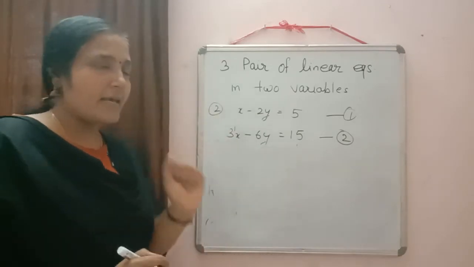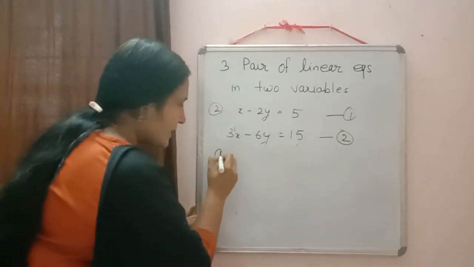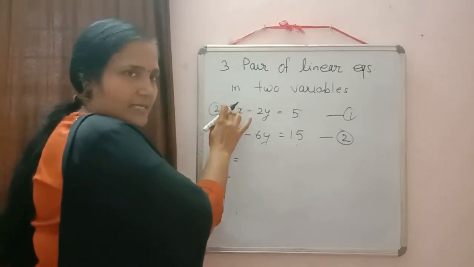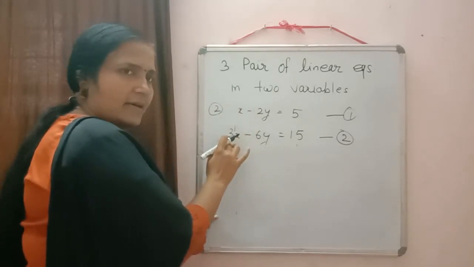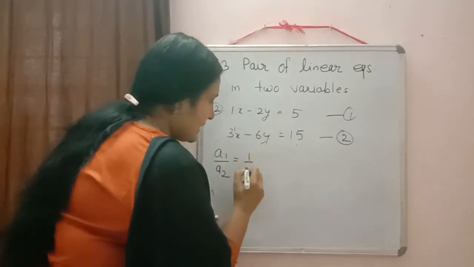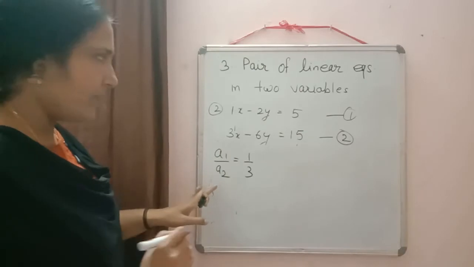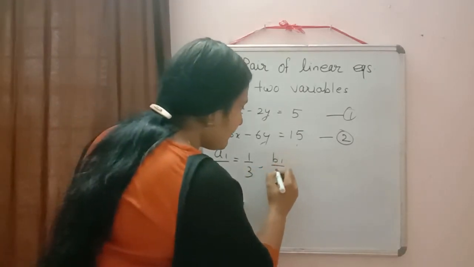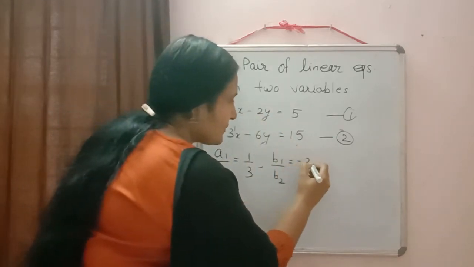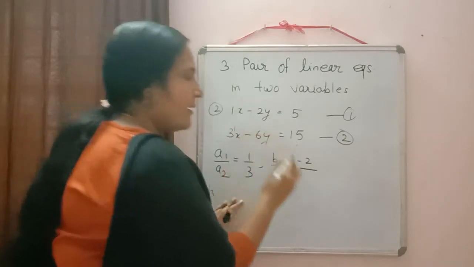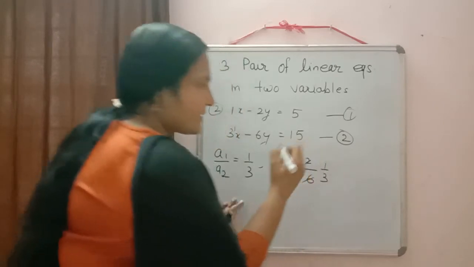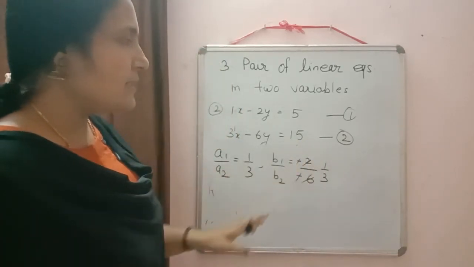Now we can check their ratios. So again, first we will find the ratio A1 by A2. A1 means the coefficient of x in the first equation, A2 the coefficient of x in the second equation. So here, if nothing is there, what can we write? 1. So we are getting A1 by A2 is equal to 1 by 2. Now we will check B1 by B2. What is the coefficient of y? -2. And the coefficient of y in the second one? -6. Again minus and minus will cancel. 2 and 6 will cancel. We will get B1 by B2 is equal to 1 by 3.